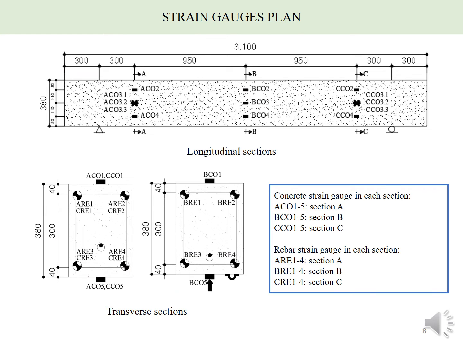This is the strain gauge plan of this study. The name convention ACO125, BCO125, and CCO125 indicate the concrete strain gauge in each section, and the name convention A1 to 4, B1 to 4, C1 to 4 indicates the rebar strain gauge in each section A, B, and C as well. And this name convention will be used throughout this research work.